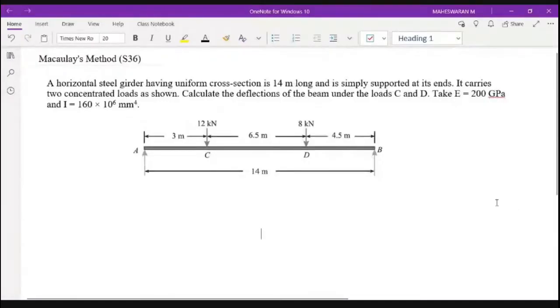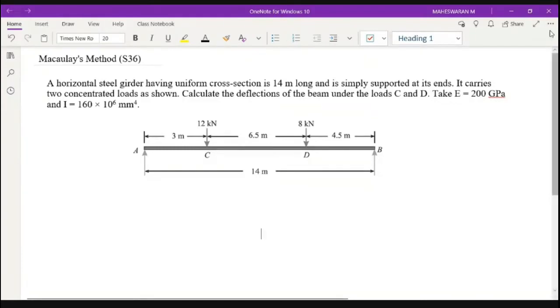So this is a 16 mark problem, a simply supported beam. The length of the beam is 4 meter. It carries two concentrated loads, 12 kilonewton and 8 kilonewton, acting like this. You have to identify the deflection at point C and the deflection at point D. That is the question. They are given the value of Young's modulus E and the moment of inertia I.